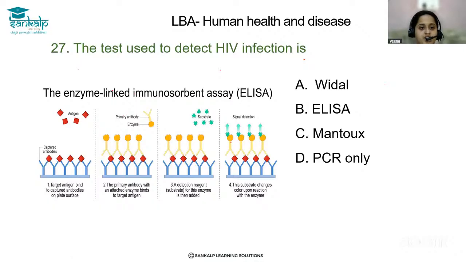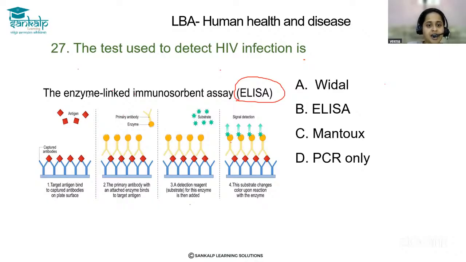Let's solve question 27. The test used to detect the HIV infection is. Dear student, in the image you can observe that there is an antigen antibody reaction. That is called enzyme linked immunosorbent assay, the ELISA technique. This technique is used to diagnose or detect the HIV infection.